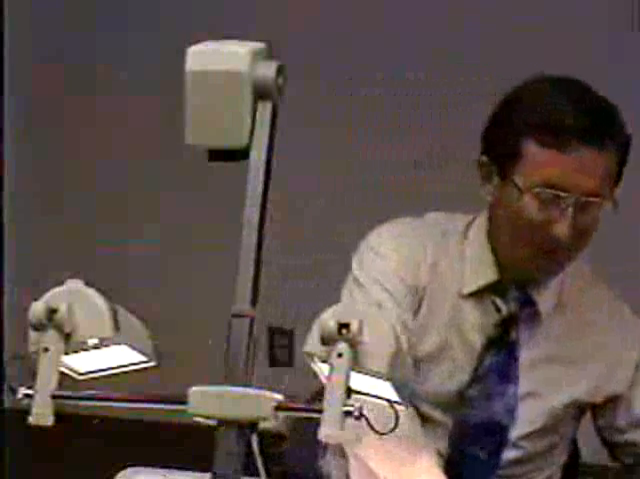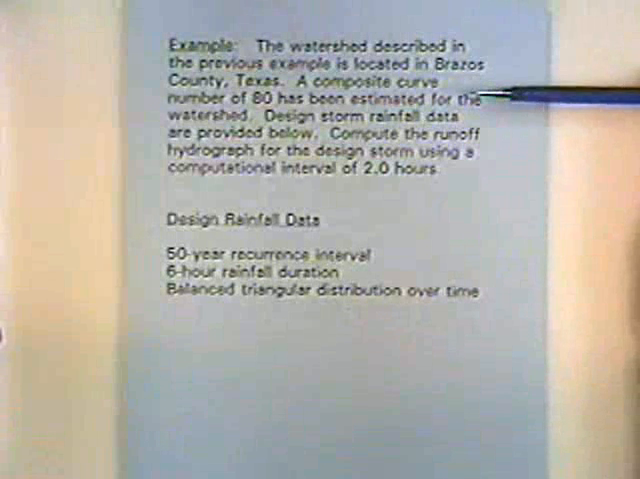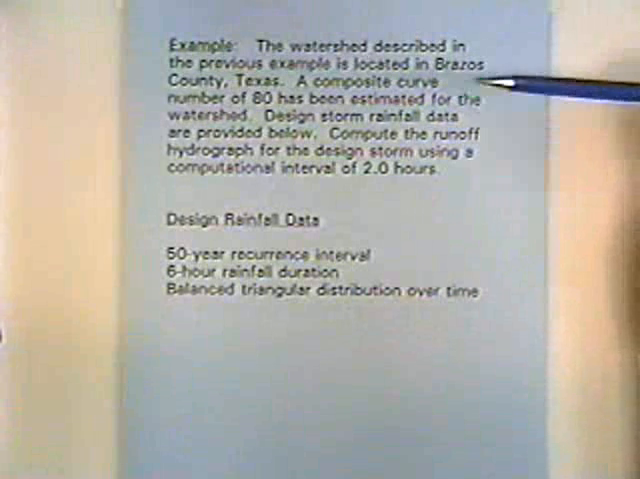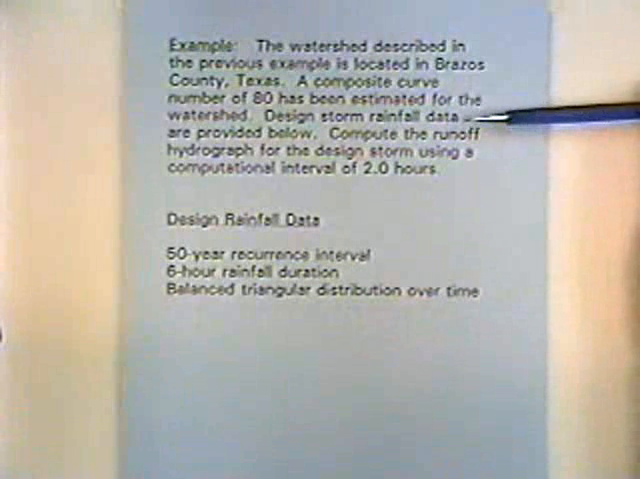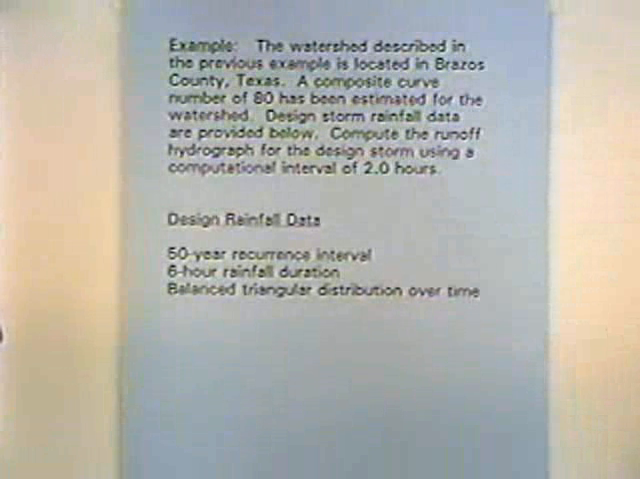And now we'll finish up by applying that unit hydrograph. The example watershed is in Brazos County, Texas. We've got a composite curve number of 80. We're going to develop a design storm, and we're going to compute the runoff hydrograph for the design storm using a computational interval of 2 hours. So maybe we need to size for urban stormwater management. We want to size a detention basin, and we're going to develop a design storm, a 50-year recurrence interval hydrograph, to size our detention basin based upon.